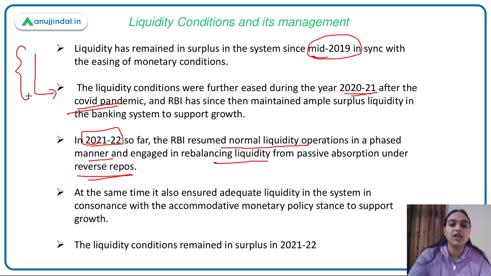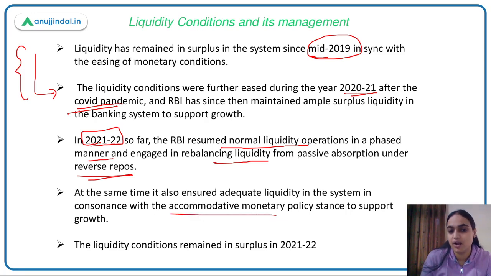Then we saw the situation of the economy improving and thus there was a need to at least balance the supply of liquidity. Ye nahi ki aap paisa pump kiye ja rahe economy mein aur need na ho tab bhi. So when once it happens that the liquidity has beyond the needed level, then there's need to rebalance it as well. So that is done through the reverse repos. Okay. And at the same time, it is ensured that adequate liquidity in the system is there with the accommodative monetary policy stance. So, excess liquidity ko rebalance karna hai, uske liye reverse repo hai.